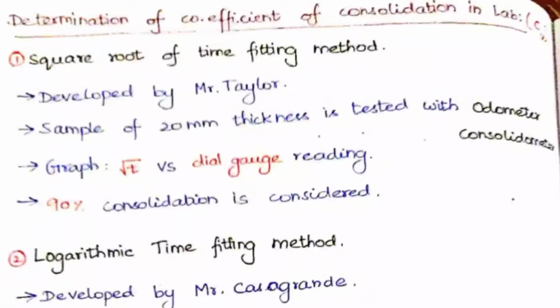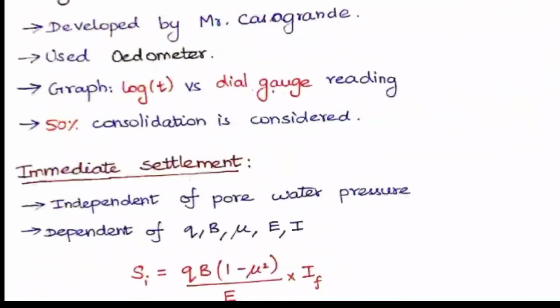And the next method is the logarithmic time fitting method, which was developed by Casagrande, and here also they use the odometer only. Here the graph is plotted between log of t versus the dial gauge. So only this root t and log t differ here, and the consolidation considered is 50% here, whereas in the previous method it is 90%.